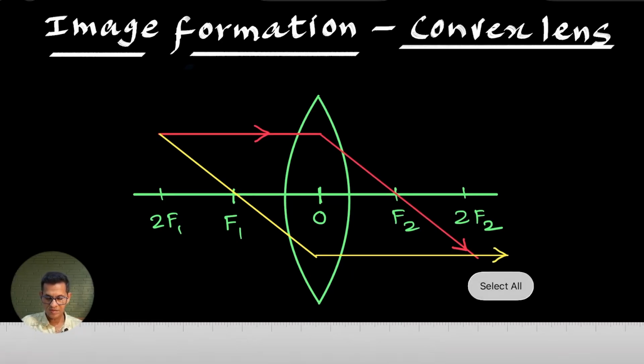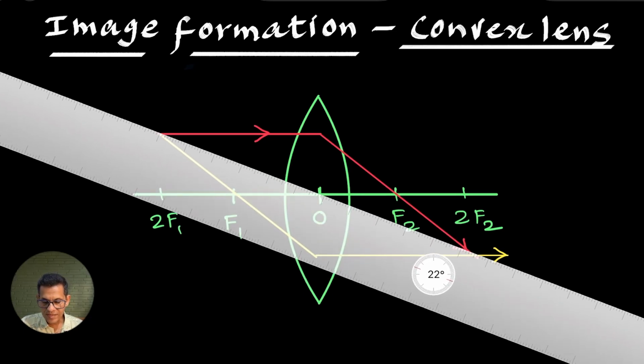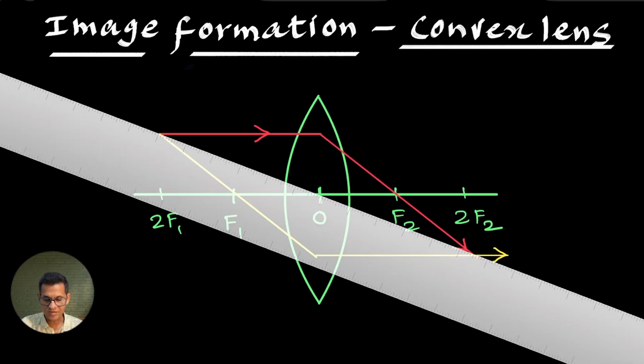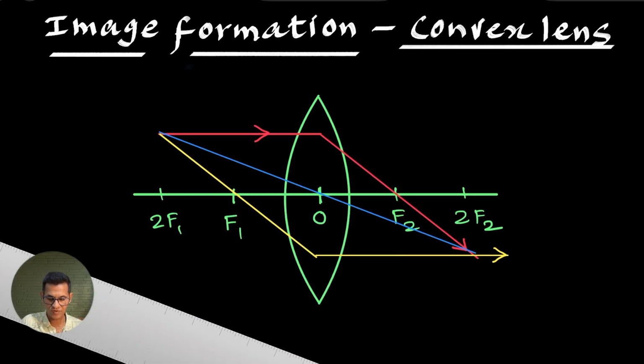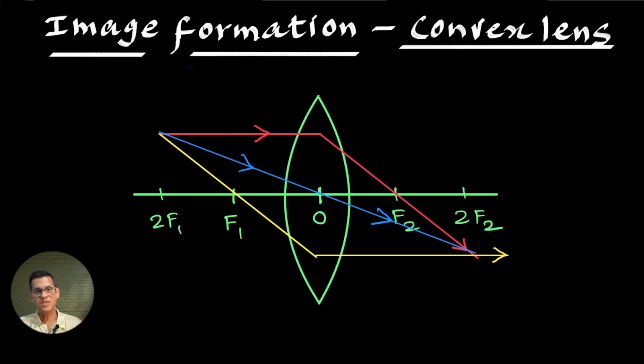Third rule is even simple. Third rule says that if a light ray is passing through the optical center, it will pass straight without any deflection or without any refraction. So these are the three rules for drawing the diagram. Out of these, we can use any two rules and draw the diagram, just like we did in the mirror. So let's see how we draw ray diagrams of convex lens.